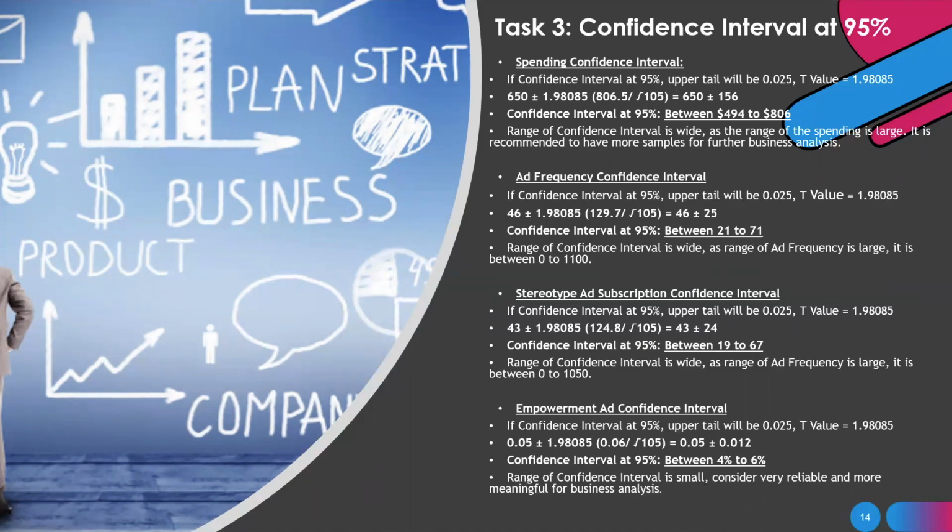Last but not least, for empowerment advertisement, the confidence interval at 95% is between 4% to 6%. In conclusion, the range of confidence is small, considered very reliable and very meaningful for business analysis.